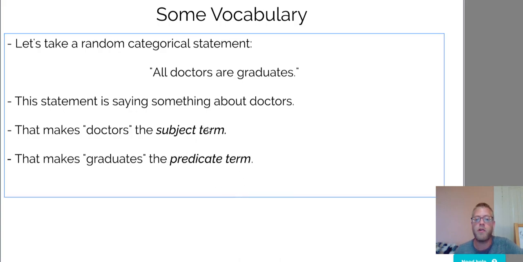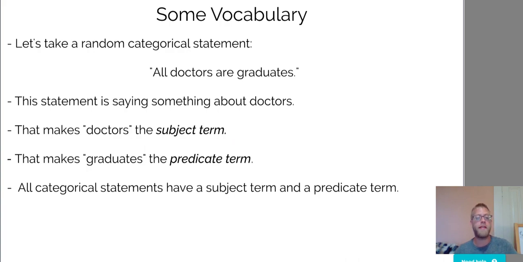And that makes graduates the predicate term, right? We're predicating of doctors that they are graduates. A predicate term is something that says something about something else. Predicates say something about the subject. The subject is what the sentence is about. So there's two technical terms there that you should remember.